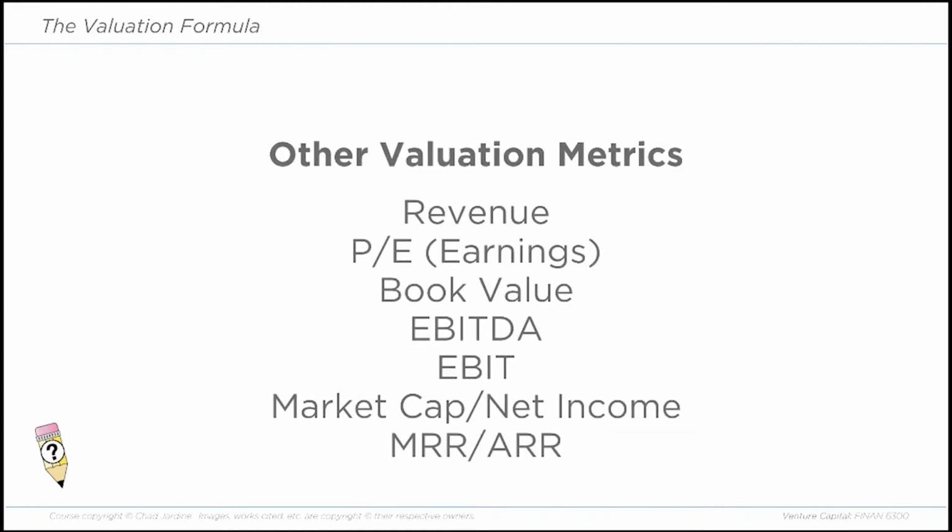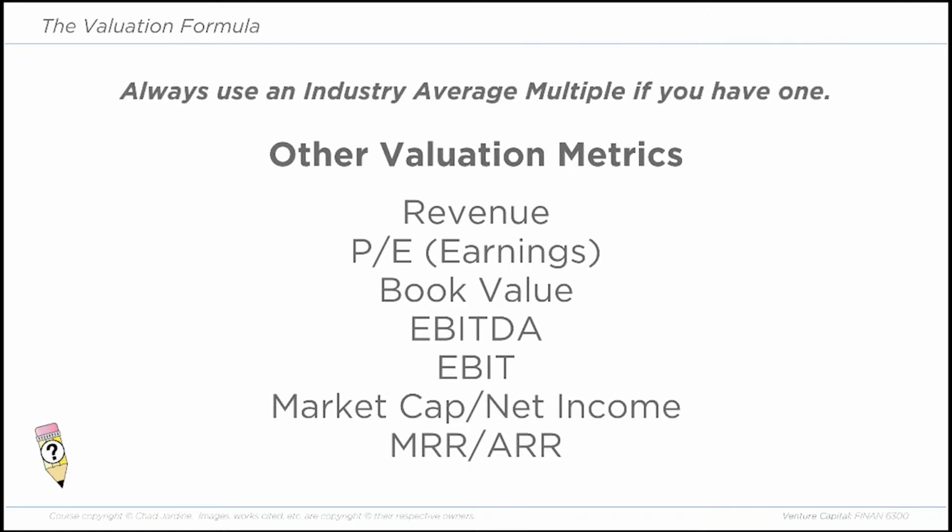There are other methods for valuing a company. If you have access to these, they can be substituted in the denominator in the valuation formula. The first two we've already used in our example, revenue and earnings. We could use book value. We could use a flavor of earnings like EBITDA or EBIT. We could use market cap, net income. We could use MRR or ARR, which are popular if the company is growing very fast.